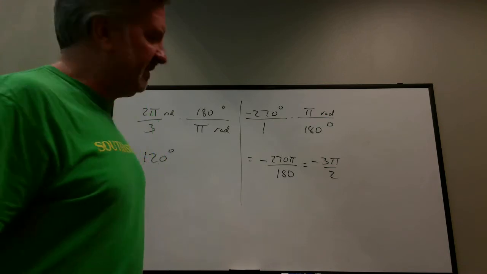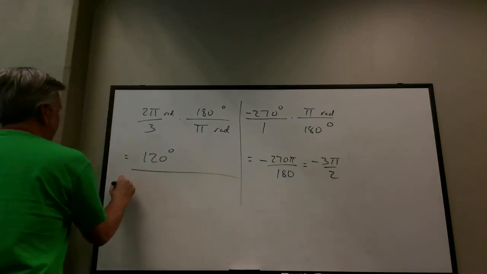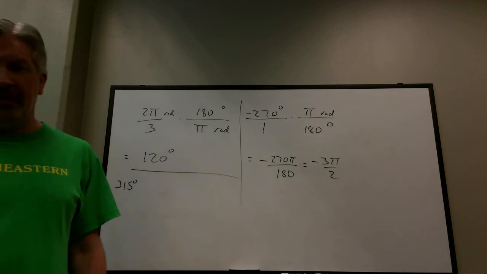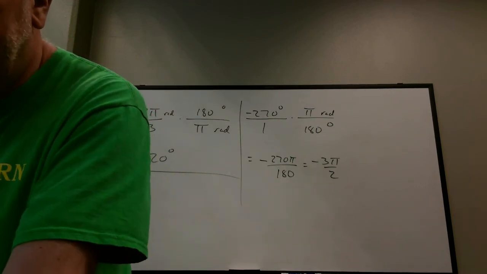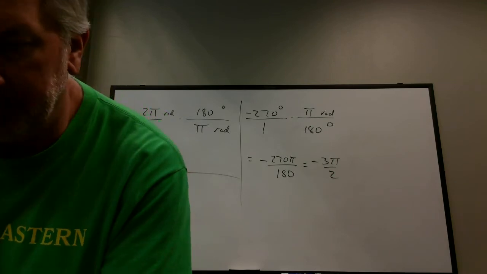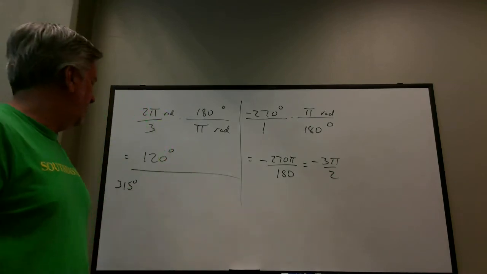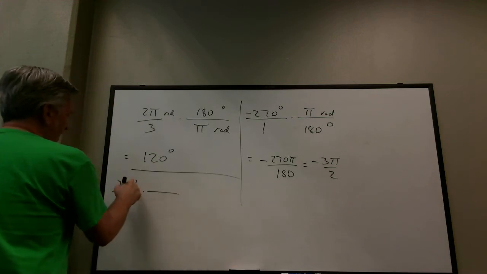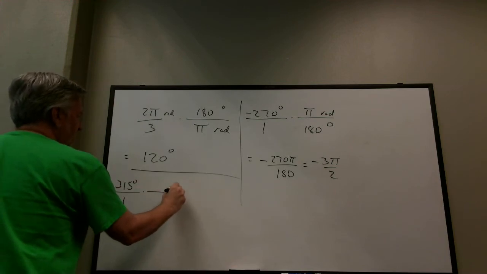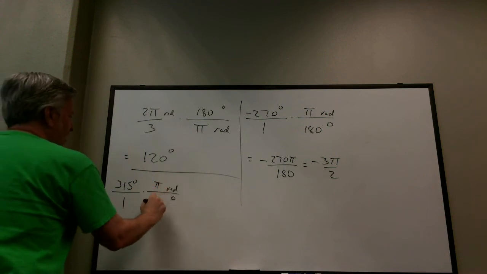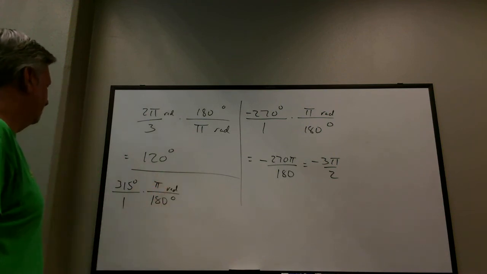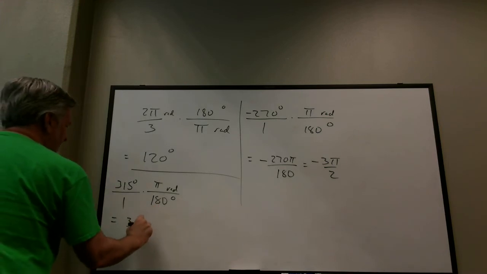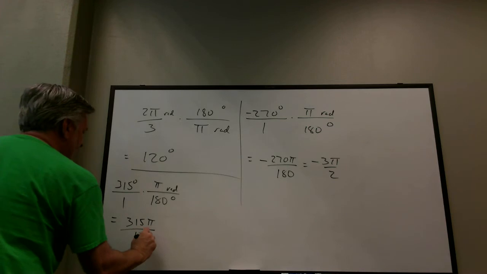The third, C, says 315 degrees. Pause the video and see if you can do that one on your own, and then I will do it. Okay, so 315, let me think of that as over 1. I want to get rid of degrees. Degrees in the denominator, radians in the numerator. Pi radians is 180 degrees. So when I multiply, the degrees cancel, I get 315 pi over 180.